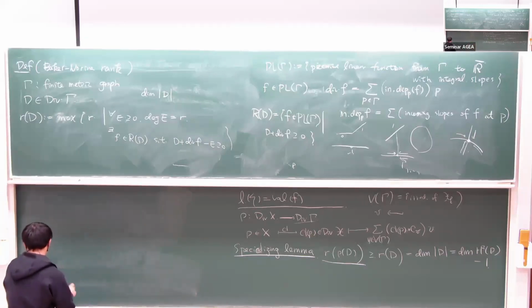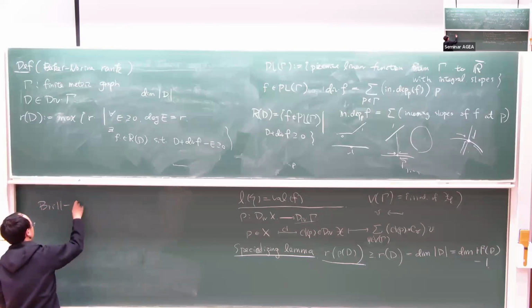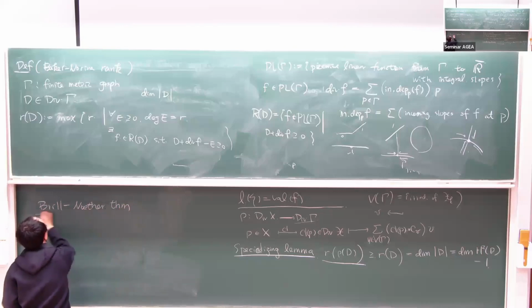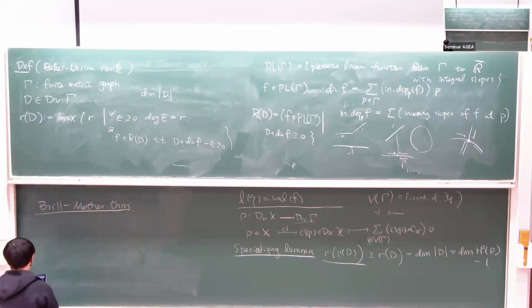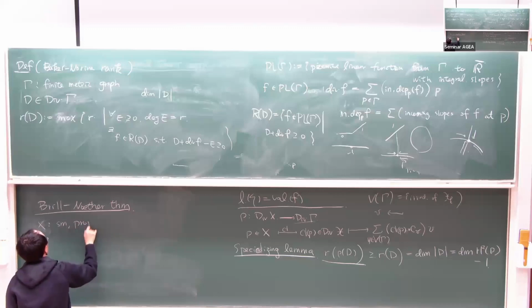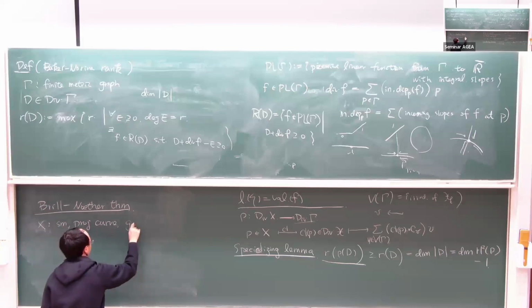So let us recall what the Brill-Noether theory is. Probably you already know, but let me recall it briefly. The Brill-Noether theory states the following. Let X be a smooth projective curve, and we assume it is general in some sense.